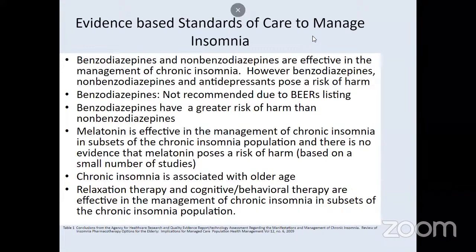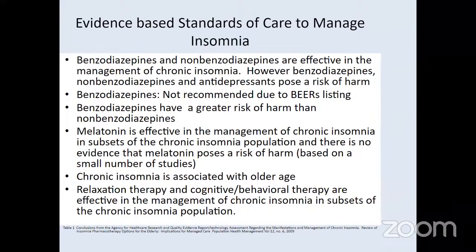Evidence-based approaches on how to manage insomnia. Sorry for that. Benzodiazepines and non-benzodiazepines are effective in the management of chronic insomnia. However, benzodiazepines, non-benzodiazepines, and antidepressants pose a risk of harm. As you might know, benzodiazepines are one of the drugs that we shouldn't be prescribing in the elderly according to the various criteria. So they are not recommended. And benzodiazepines have a greater risk of harm than non-benzodiazepines.